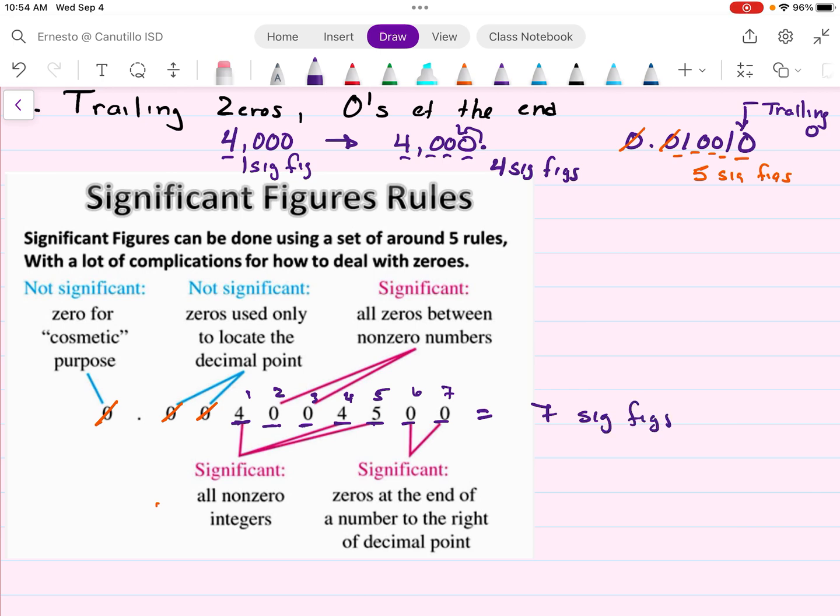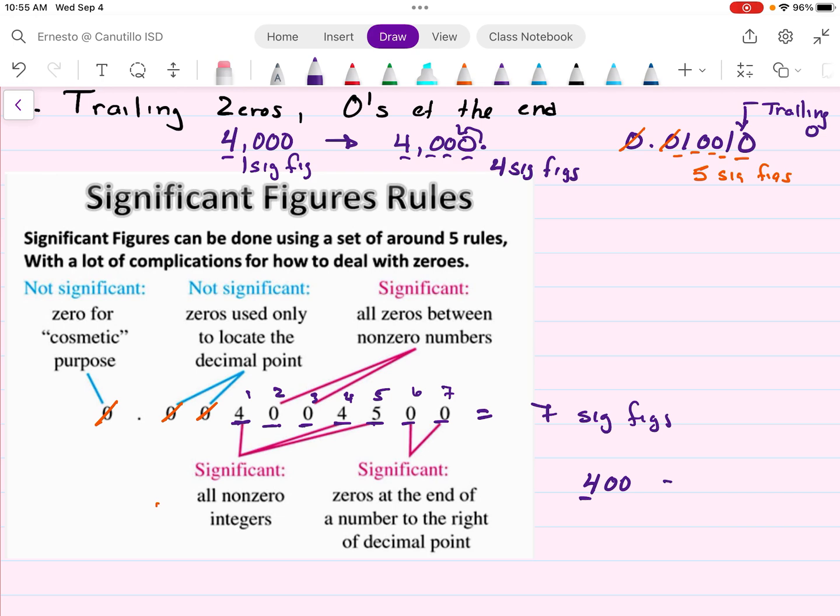Every number that is non-zero is going to be significant, and the only time you're really going to have to determine whether or not a number is significant is with your zeros. Zeros in the front are never significant. Zeros at the back are significant with a decimal, and all zeros at the back to the right of a decimal are going to be significant. So let's say I had something like 400. This has one significant figure.